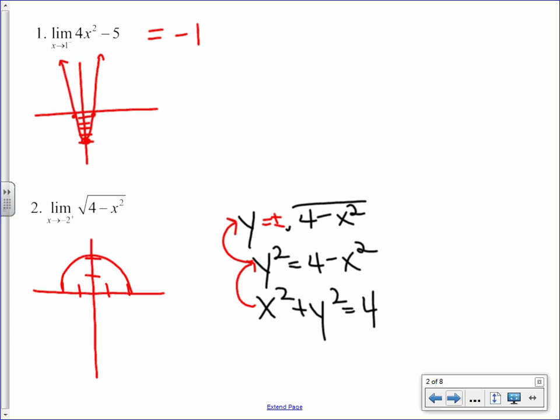Okay, is there a way to get the right half instead? That would have to be like x equals the square root of y minus x squared, but that's not a function.